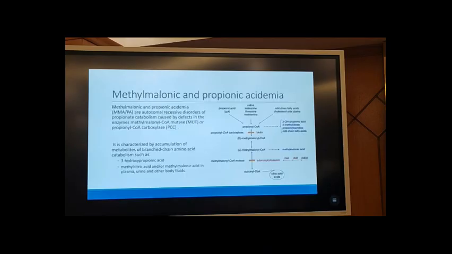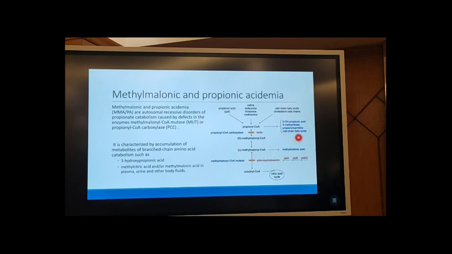And then downstream in the catabolic pathway, propionyl-CoA is converted into methylmalonyl-CoA, and then methylmalonyl-CoA is converted into succinyl-CoA. But if we have a defect in the methylmalonyl-CoA mutase, then this would result in methylmalonic acidemia.